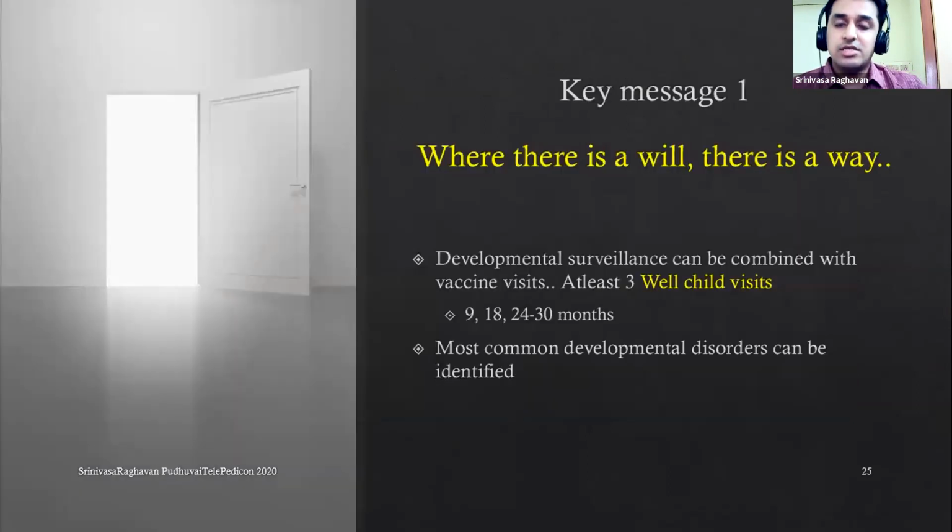So the key message one that I would like to say is, where there is a will, there is a way. Manam irundal margam undu. Developmental surveillance combined with vaccine visits in the form of at least 3 well child visits at 9 months, 18 months and 24 to 30 months can pick up most common developmental disorders even in a busy office. So even if you do nothing else, at least these 3 well child visits will help in monitoring development of all children.